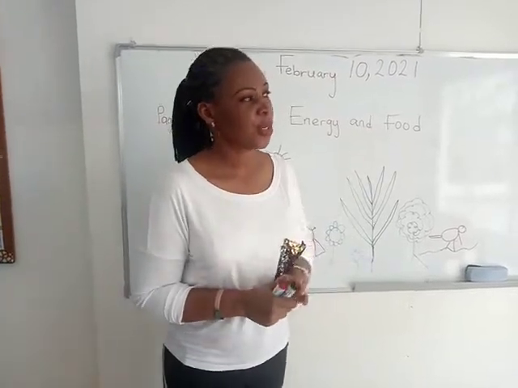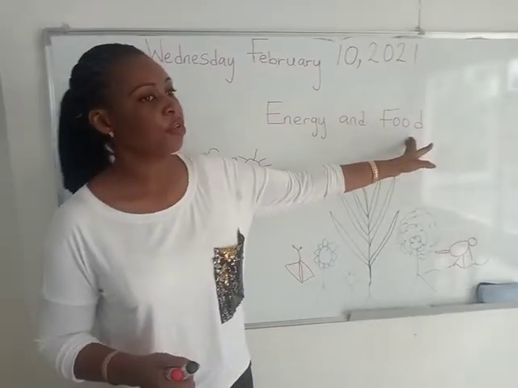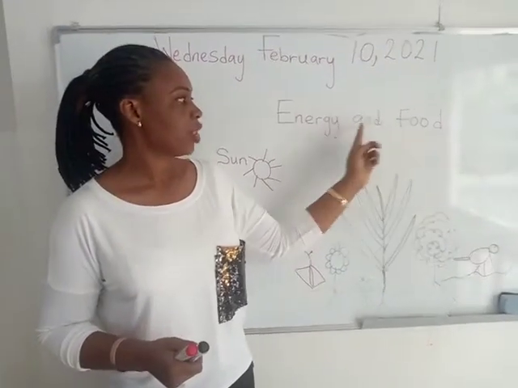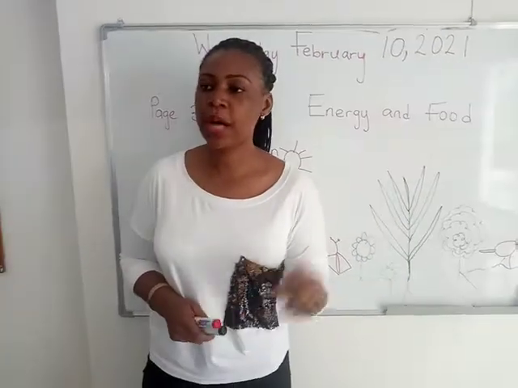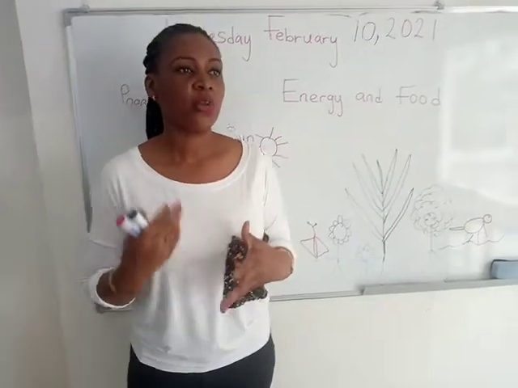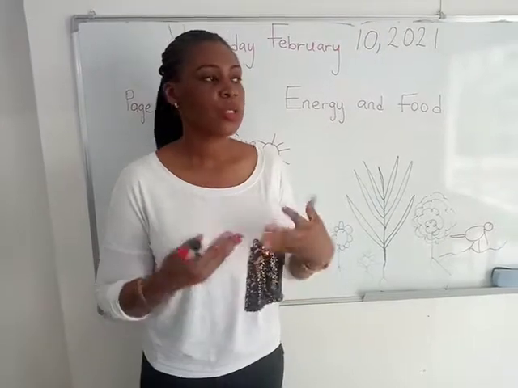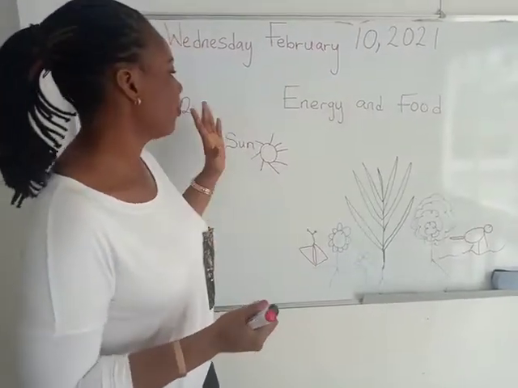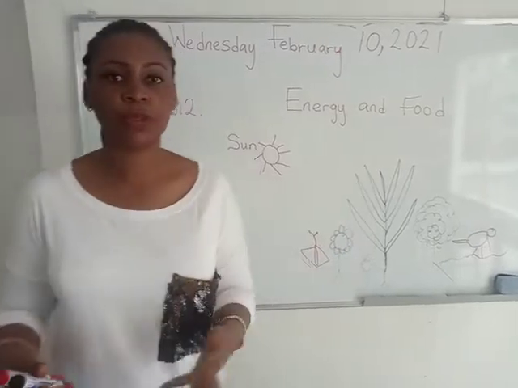So today we're going to be continuing with a topic which is energy and food. Remember the last time we discussed energy and the sun, and we saw the different ways we get energy, and other living things also get their energy from the sun. So today we're going to be focusing on how the sun helps other living things to make food.